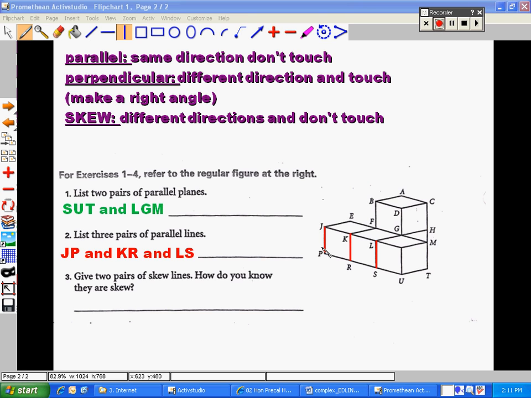All three of those lines can be considered parallel because they all go in the same direction and they do not touch each other. Now let's find two pairs of skew lines.